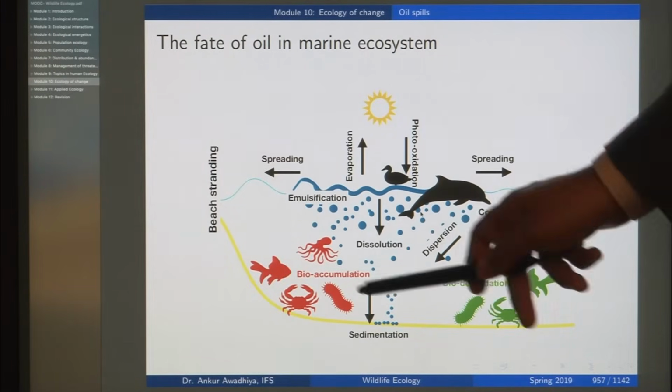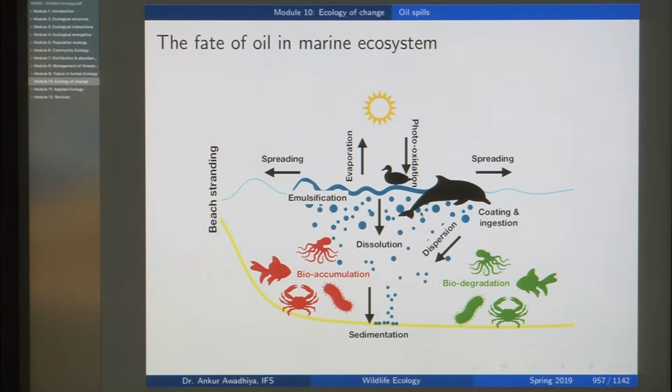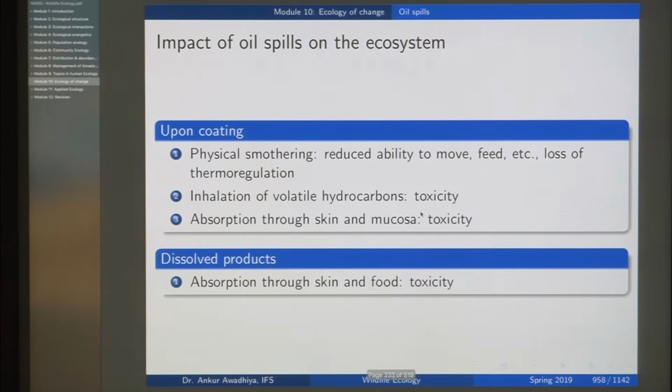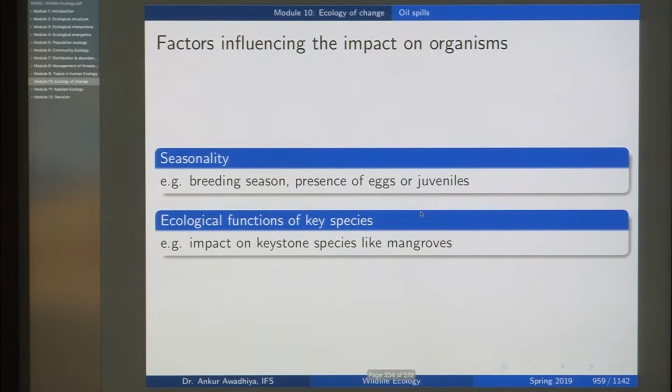When the oil has reached into the ecosystem, there can be two kinds of things. One is that there would be biodegradation by certain organisms, or otherwise there will be bioaccumulation and biomagnification as we move up the trophic levels. Now, the impact of oil spill on the ecosystem is varied depending on what is happening. If it is coating, then it may lead to physical smothering; inhalation will lead to toxicity; absorption will lead to toxicity. If it is dissolved, then it will lead to toxicity.